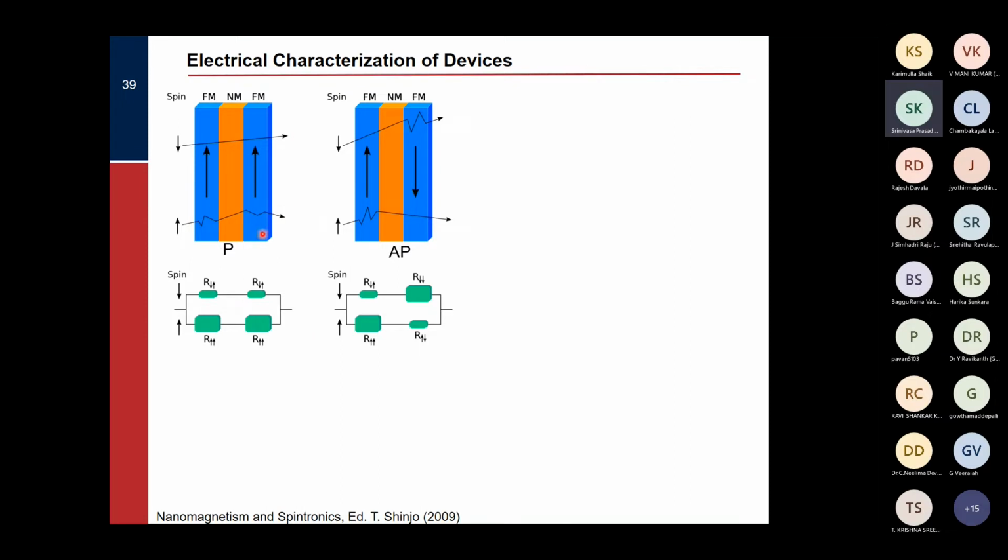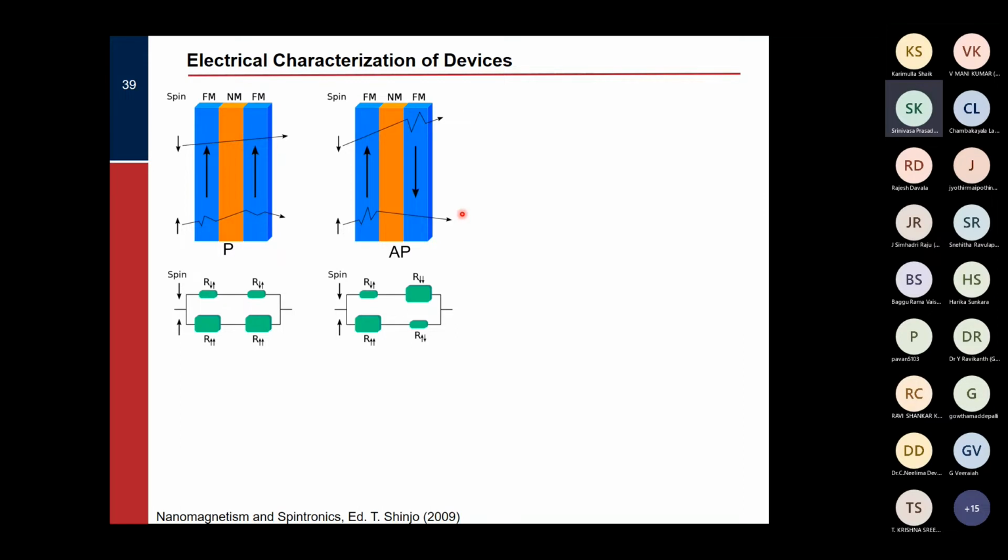So for the first case, that is the parallel case, the current will be higher compared to this case, which means that here the current is higher. That means the overall resistance of the structure will be lower. And here the overall resistance of this structure is higher.